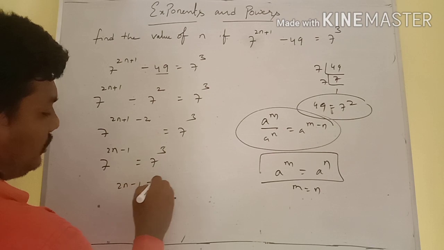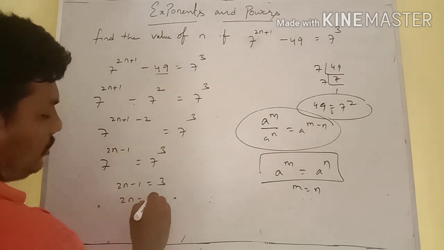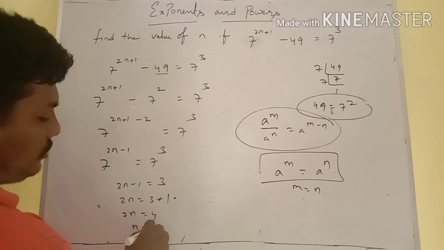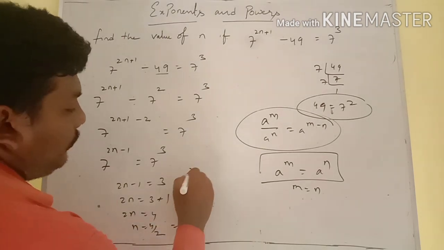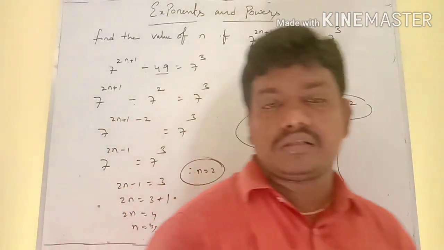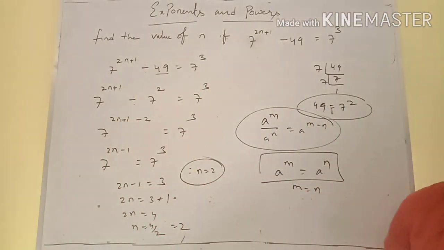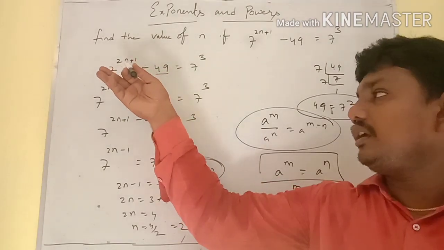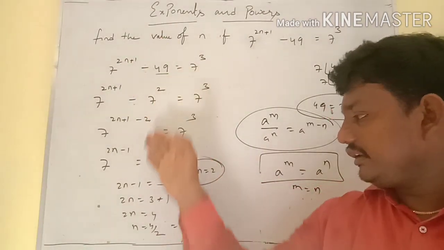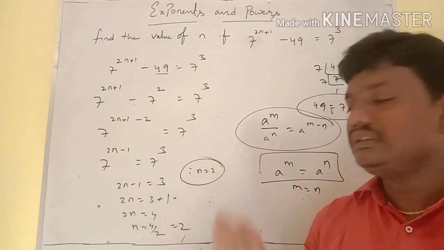That is, 2n minus 1 is equal to 3. Then 2n is equal to 3 plus 1. So 2n is equal to 4, or n is equal to 4 by 2, that is equal to 2. Therefore n is equal to 2. Like this we have to find exponent values. If a variable is in the exponent, you have to find the value like this. This is equal to n.